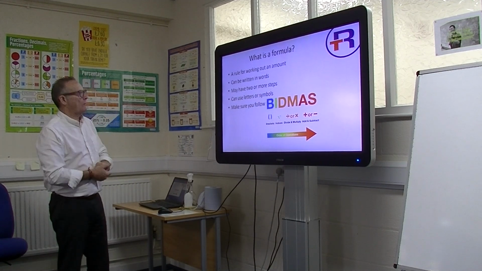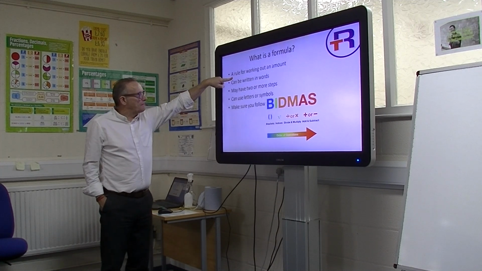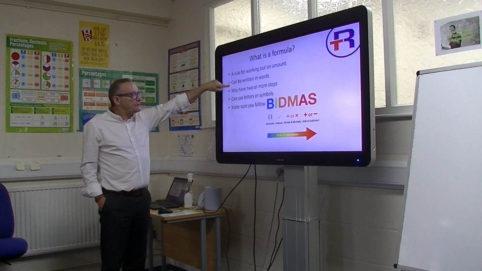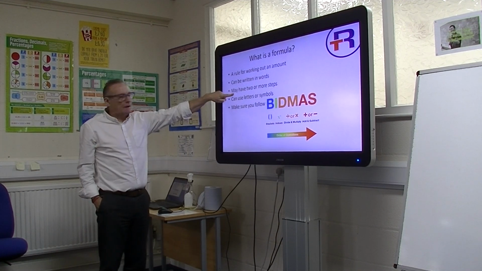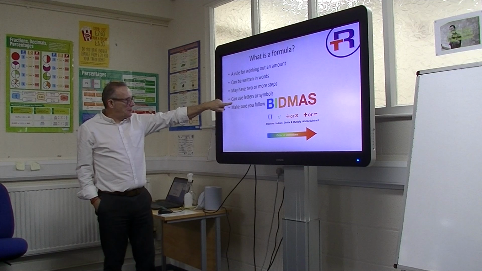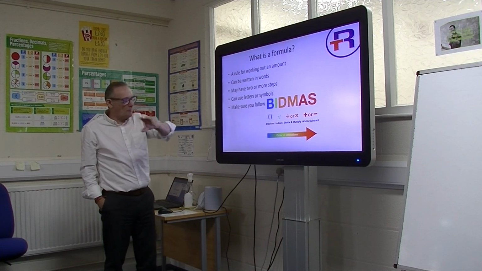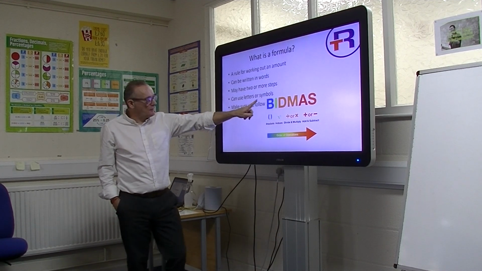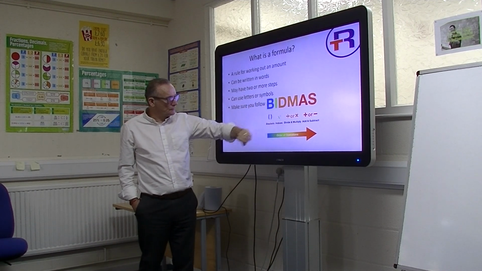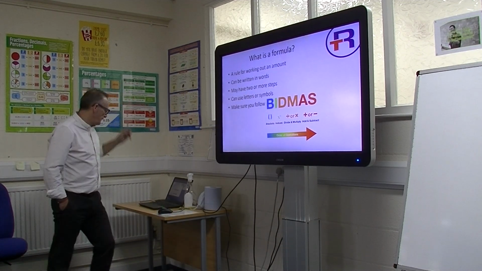So what is a formula? It's a rule for working out an amount of something. It can be written in words. It will have 2 or more steps. It can use letters or symbols, not often a combination of the two, but sometimes. Make sure that you follow the BIDMAS rule. We must follow the BIDMAS rule to work these out.